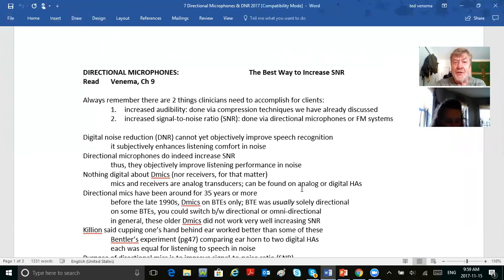Always remember that there are two things clinicians need to accomplish for clients. Two things. And I'll even stop sharing to really highlight this. Hearing aids today don't just provide gain. Providing gain for the hearing loss is the obvious, duh factor. I mean, obvious. The second thing we need to realize is that hearing aids need to improve the signal to noise ratio. The speech compared to the noise.